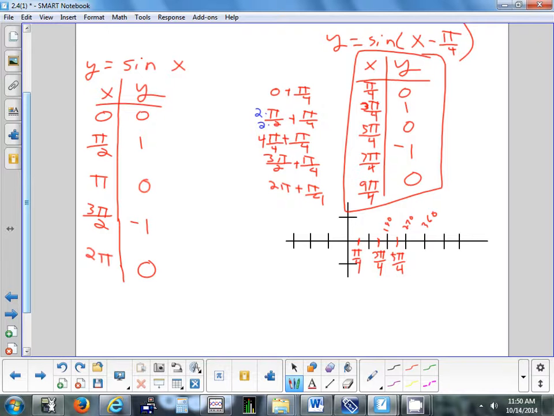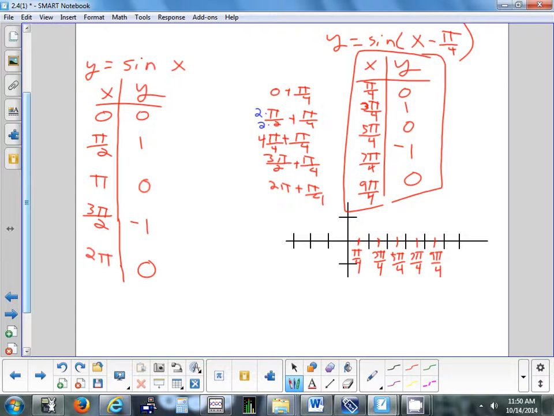Okay, and so on. Just keep setting them up. 7 pi over 4 and 9 pi over 4. Okay, any question on setting up my axes that way? Okay, now we can graph it just fine.